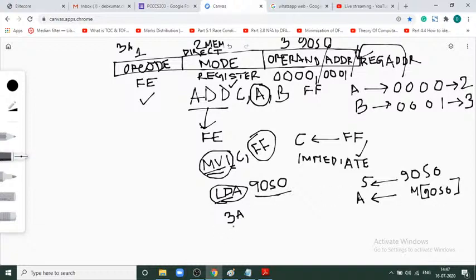Next, what is the opcode of LDA? 3A, so we are writing 3A in the first field. What is the addressing mode? Memory direct, so we are writing memory direct in the second field. What is the memory address? The memory address where we are fetching 5 from is 9050, so we are writing 9050 in field number 3.